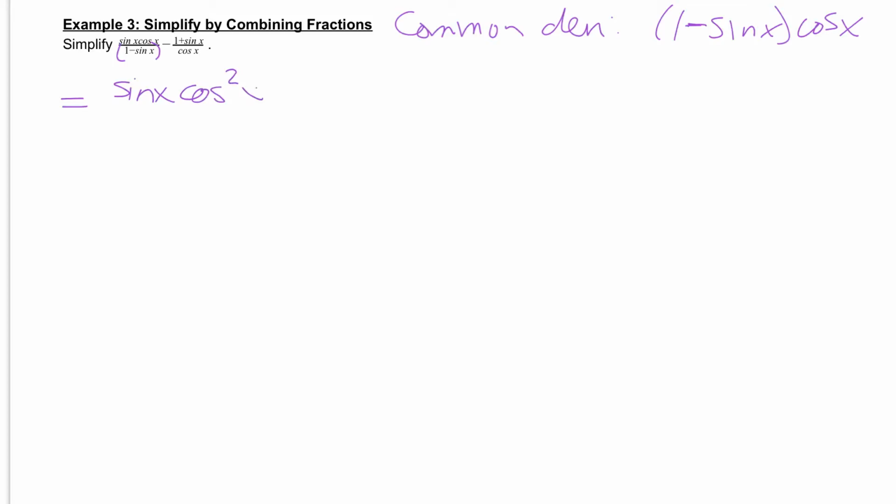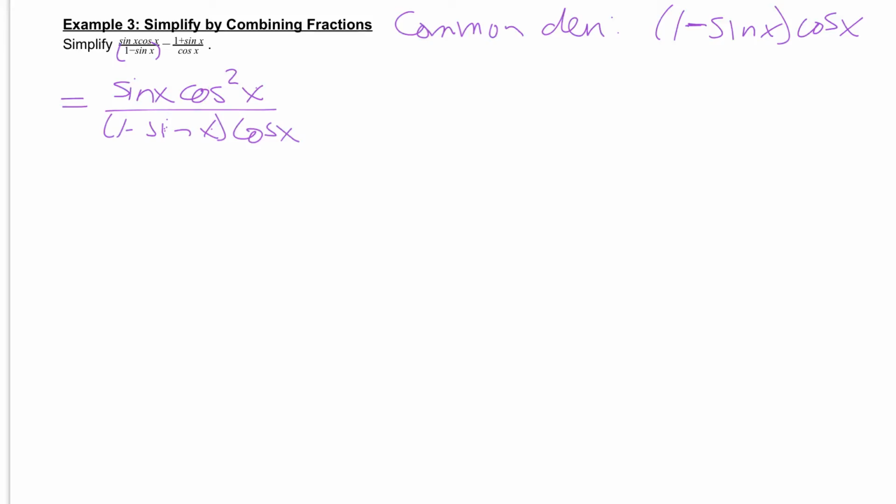So my common denominator is going to be a 1 minus sine x times the cosine x. So in the first fraction, if I need to get a cosine x in the denominator, I'm going to multiply the bottom by cosine and the top by cosine. So that first fraction will become sine x cosine squared x over 1 minus sine x times cosine x. So that cosine on the top got multiplied by another cosine, which is why that became cosine squared.